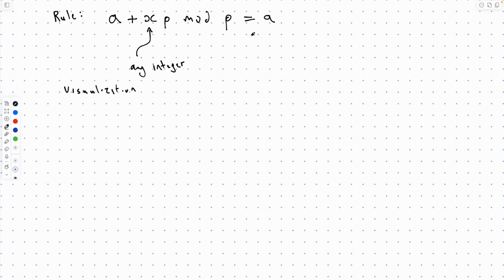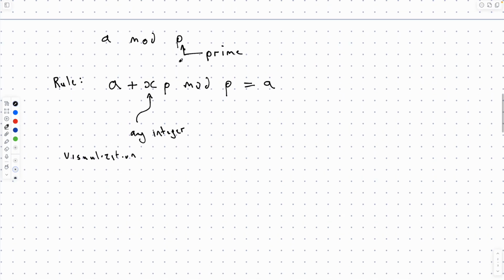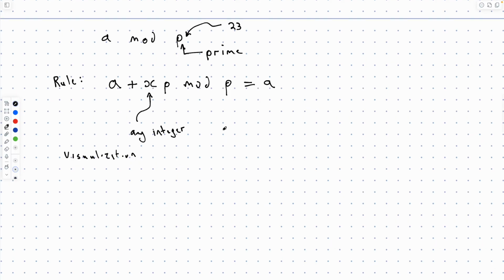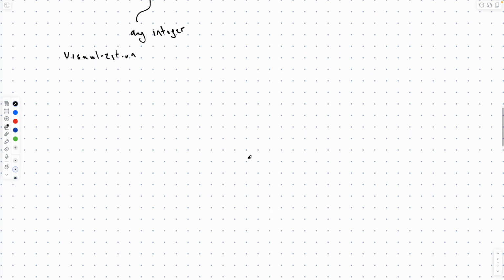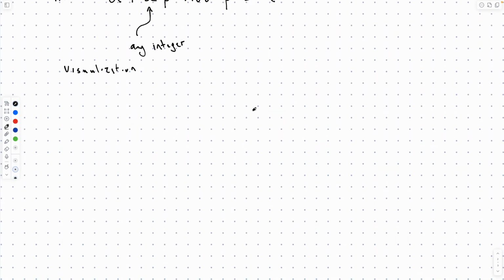Okay, so now I'm just going to switch gears, and I'm going to give you a concrete example. I'll keep p very small, but I'm going to pick a prime number, 23. So prime 23 is a prime number. You can think about that and verify that for yourself. And so let's consider we have a bunch of numbers like this.